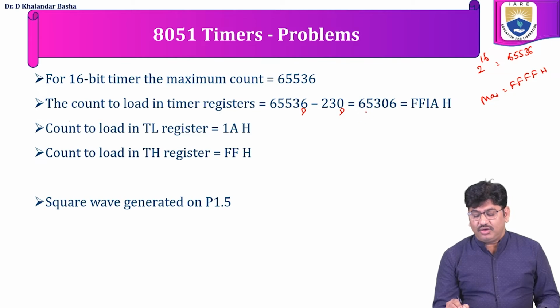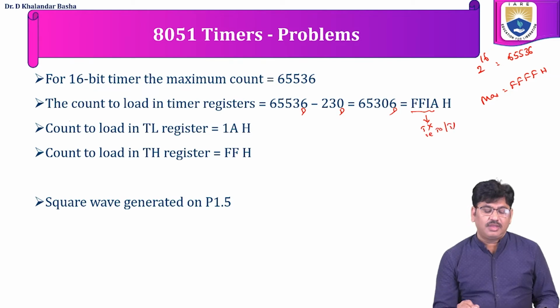So the load which we want to load is equivalent to 65,306 in decimal. In hexadecimal, it is equivalent to FF1AH. Whichever timer we are using, either timer 0 or timer 1, we have to load this into the respective registers, that is either the T0 or T1 register.